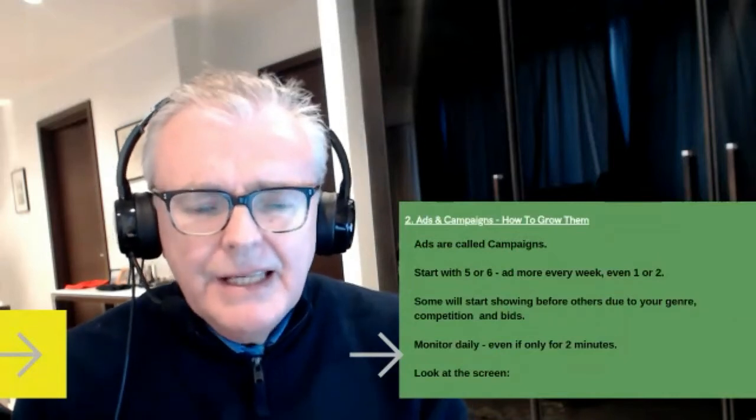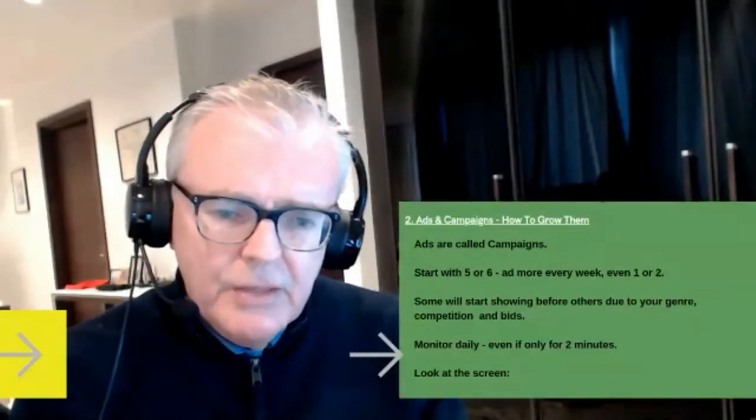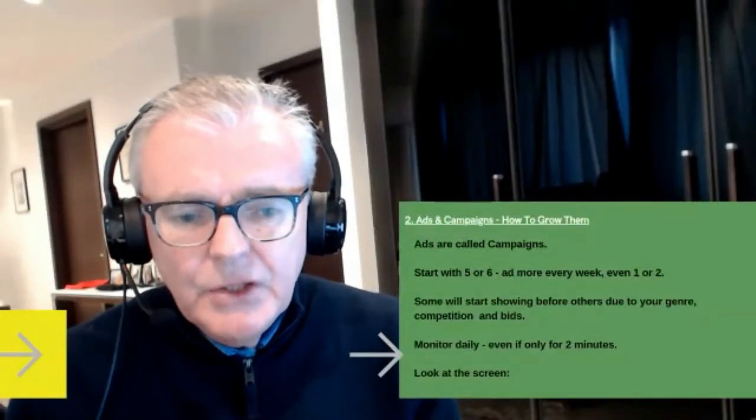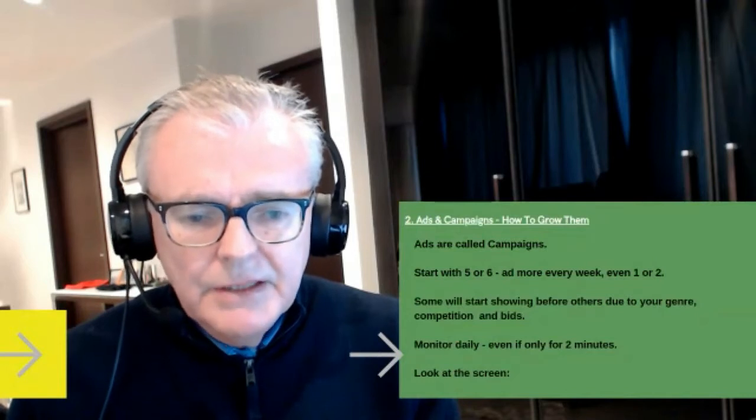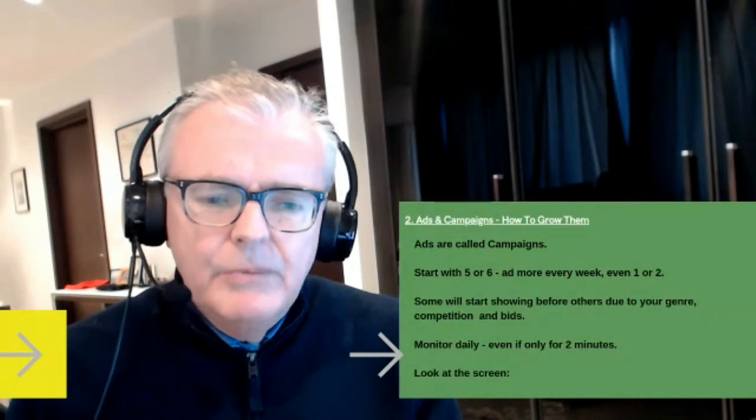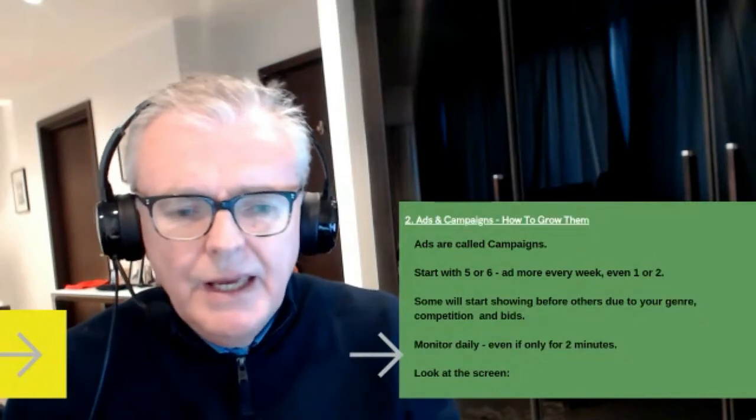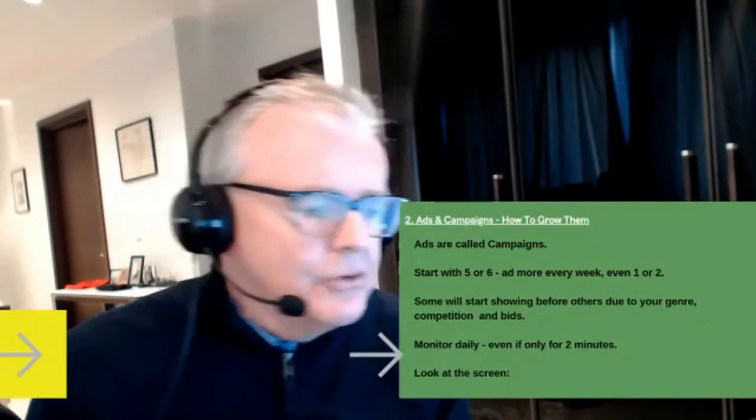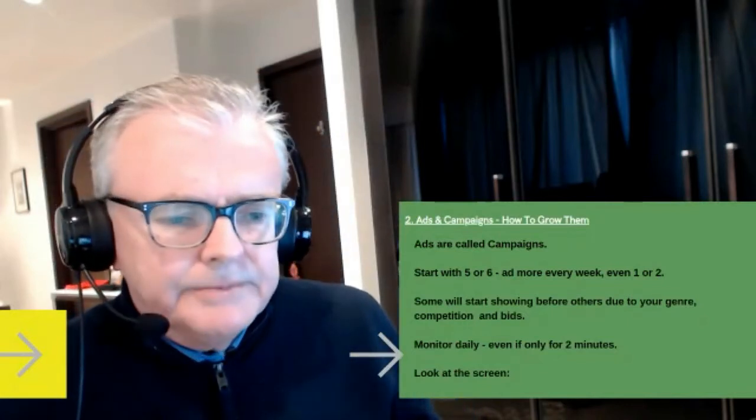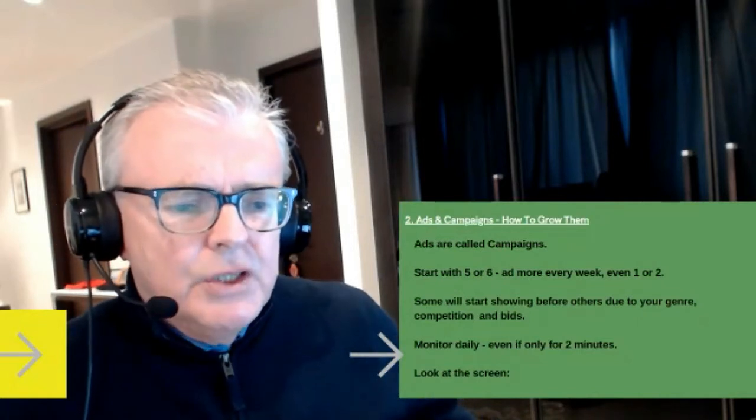So please, that's one of the big mistakes, putting in a $2 bid instead of something else. And for 2 days, it doesn't spend your money. And then the third day, it takes all your money, your $10 daily budget, in 5 clicks, and you don't get any sales. So be careful of making sure your bids are in cents, okay? Unless, and I'll give you examples later on, of where we can bid higher than $1. So monitor daily, okay, even for 2 minutes, look at the screen.